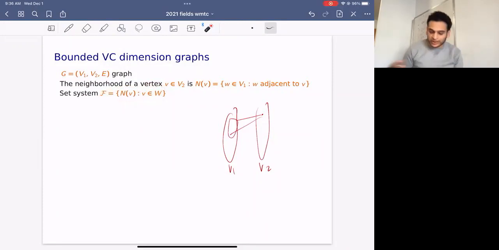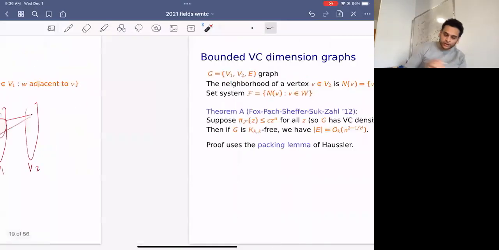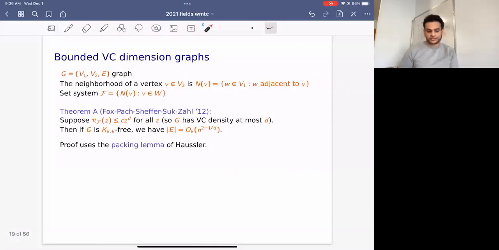So that's at least in combinatorics how we define the dimension of graphs. Here's a theorem of Fox, Pach, Sharir, Sheffer, and Zahl from 2012, which says, if I have such a graph and I look at the set system, if the shadow function is bounded by z to the d for all z, so that's saying the VC density is at most d, and G is K_{k,k}-free, then the number of edges is at most n to the 2 minus 1 over d.